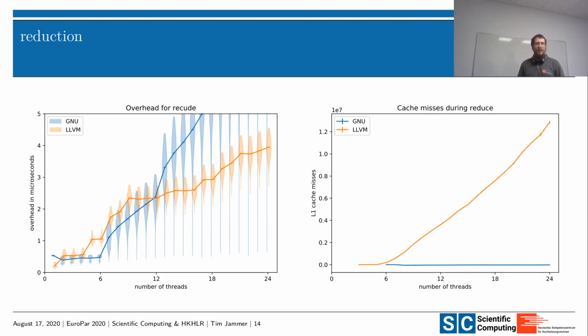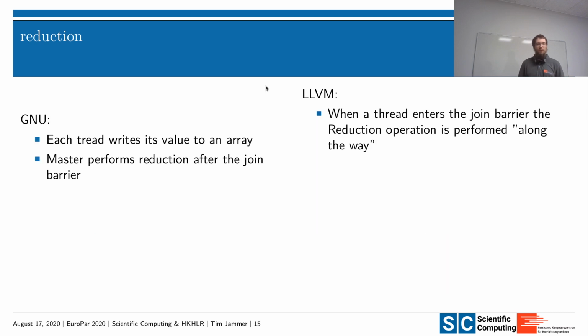Let's have another look at the reduction operation. Again, you see the number of threads versus the time needed to perform the reduction operation. And as you can see, you have this linear rise of the overhead in the GNU implementation, and there is a logarithmic curve in the LLVM implementation. And if you then look into the source code, this is indeed what happens. GNU utilizes a linear scheme, meaning that each thread writes its value to an array, and then the master performs the reduction of this join barrier. And in the LLVM implementation, the reduction is organized in such a way in accordance to the join barrier, which is a tree scheme.